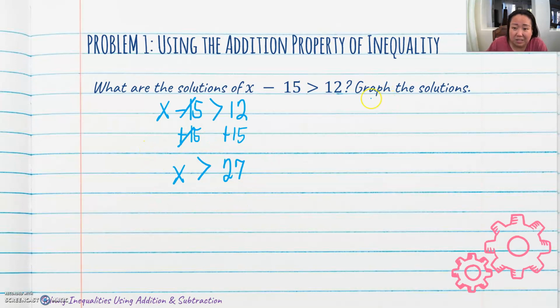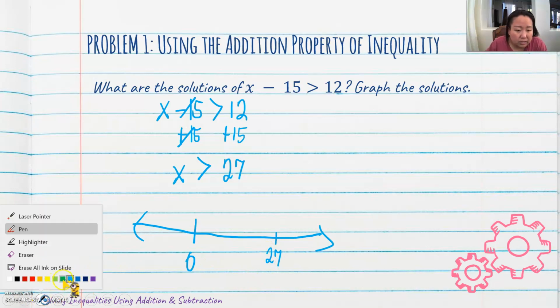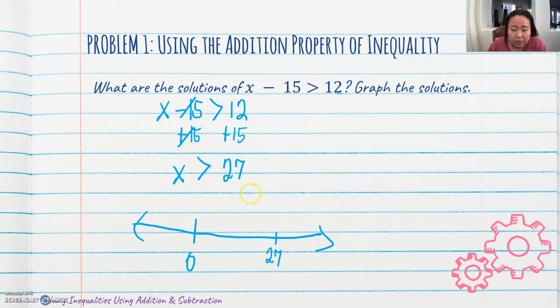Now we are not done because we are asked to graph our solution. So always remember, when you do your graph, you have your number line. Your reference will be 0. 27 is on the right side of 0, so mark it somewhere there. Now, our inequality is a regular greater than, so that will be a hollow dot on 27, and our arrow is pointing to the right. So that is how our graph would look like.